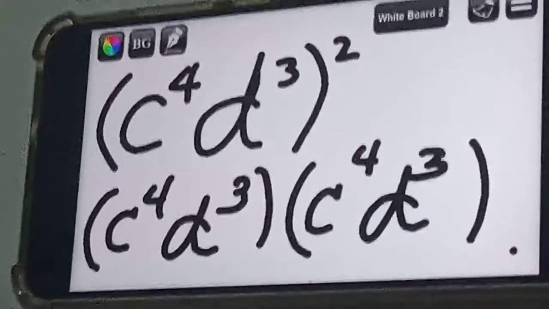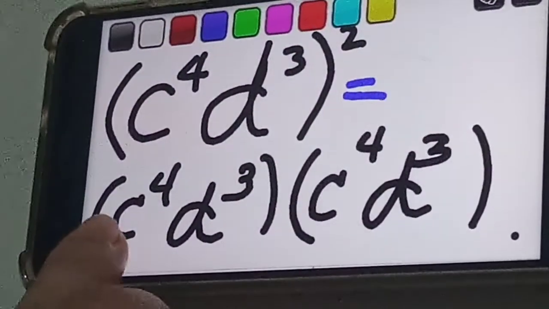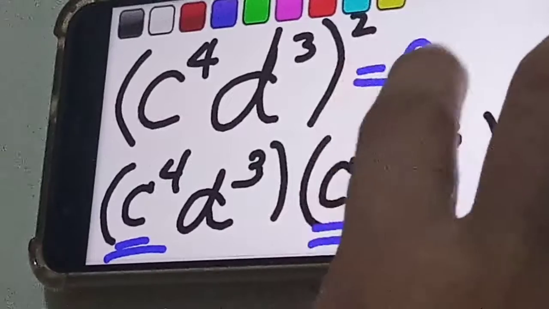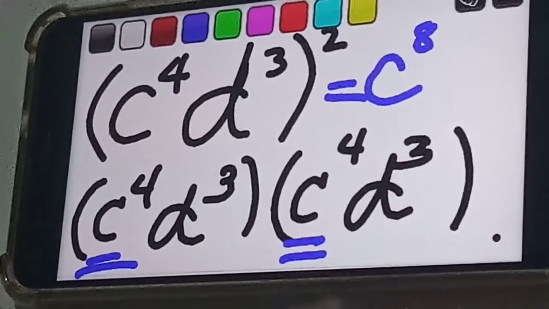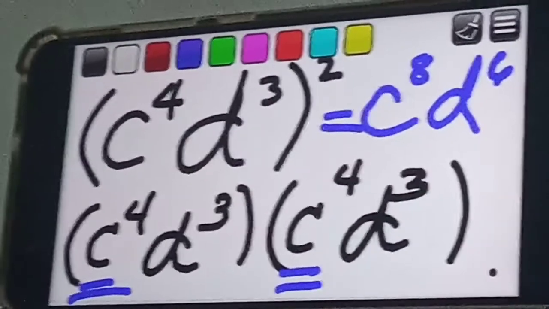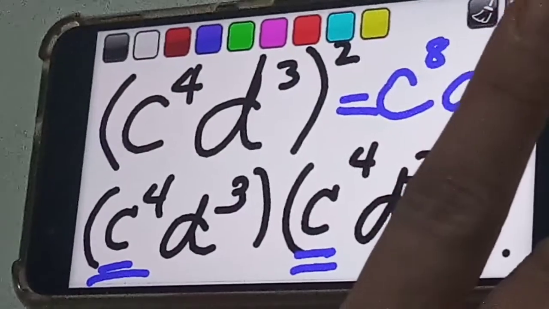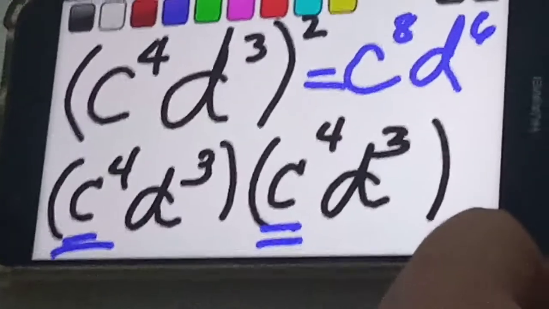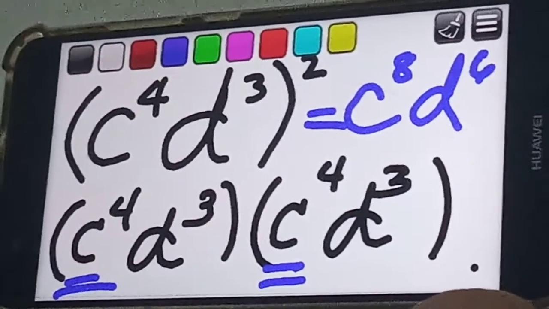Okay. So, what do you think is your final answer? Okay, same bases. All you need to do is to add the exponents. It becomes what? c, 4 plus 4 equals 8. d cube, the answer is d raised to the 6th power. Okay, so what have you noticed, guys? The reason why we have laws of exponent is just to give you the technique for you to be able to solve it easily.